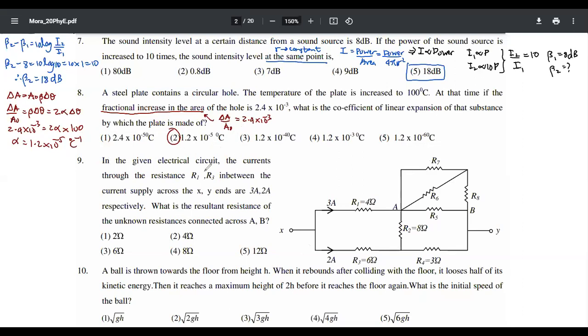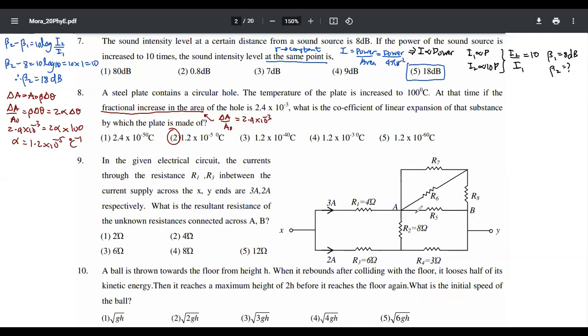In the given electrical circuit, the currents through the resistors R1 and R2, in between the current supply across XY ends, are 3 ampere and 2 ampere respectively. What is the resultant resistance of the unknown resistance connected across AB? They have given R5, R8, R7, R6.